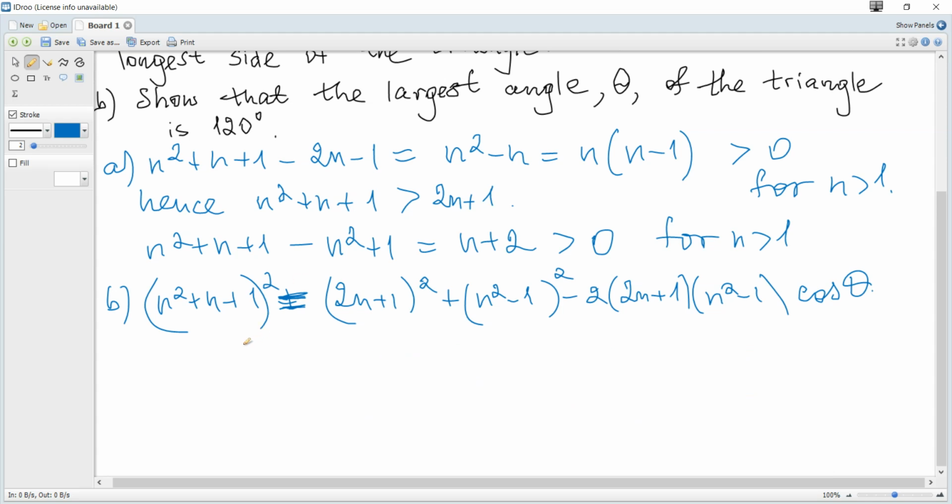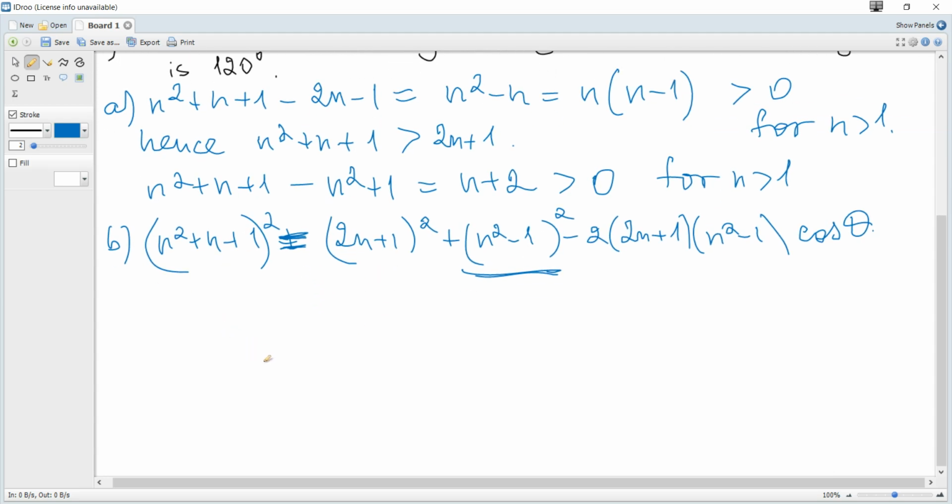You can see a square, so you may multiply each by each, or you may use the formula a plus b squared. You may choose n squared plus n to be a and 1 to be b, or n squared to be a and n plus 1 to be b. It doesn't matter, but we can see n squared minus 1 squared on the right hand side, so we can make n squared minus 1 as a or b on the left hand side. How to do that? We can subtract and add 1. It's 0, it's the same.